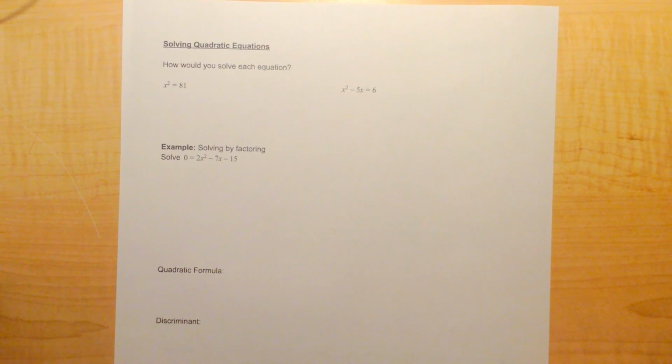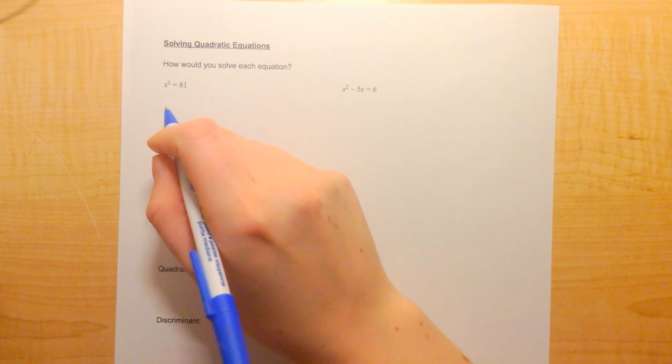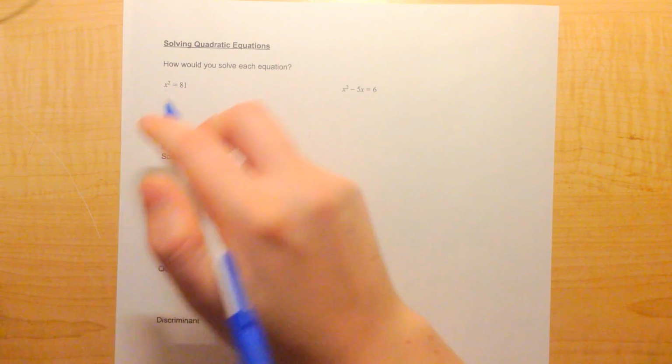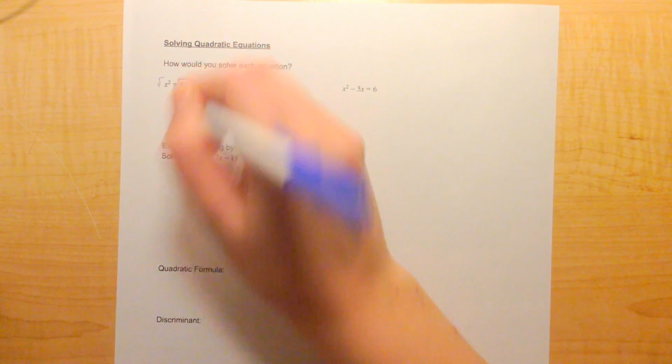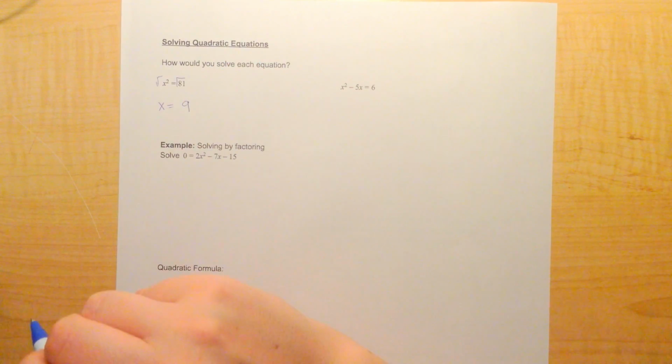Okay, so in this video we're going to look at solving quadratic equations and look at a couple of examples and word problems. So just to start off with something simple, x squared equals 81. If we're solving something like that and there's no x term, we can simply just square root both sides. So we get that x can equal 9.